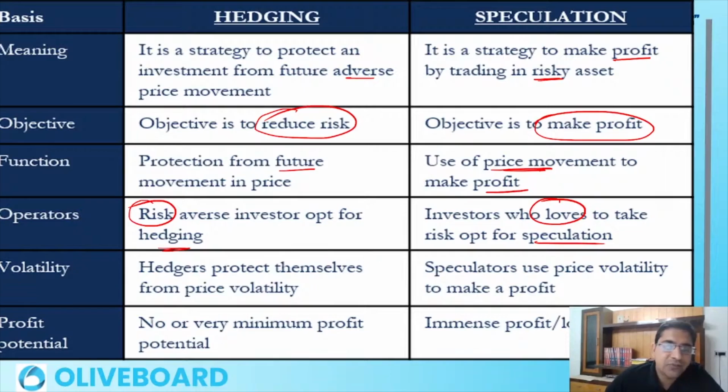Volatility. Hedgers protect themselves from the price volatility. That's what they want to do, right? And what about speculation? Speculators use price volatility to make the profit. And profit potential: in hedging, there is no profit or a very minimal profit.